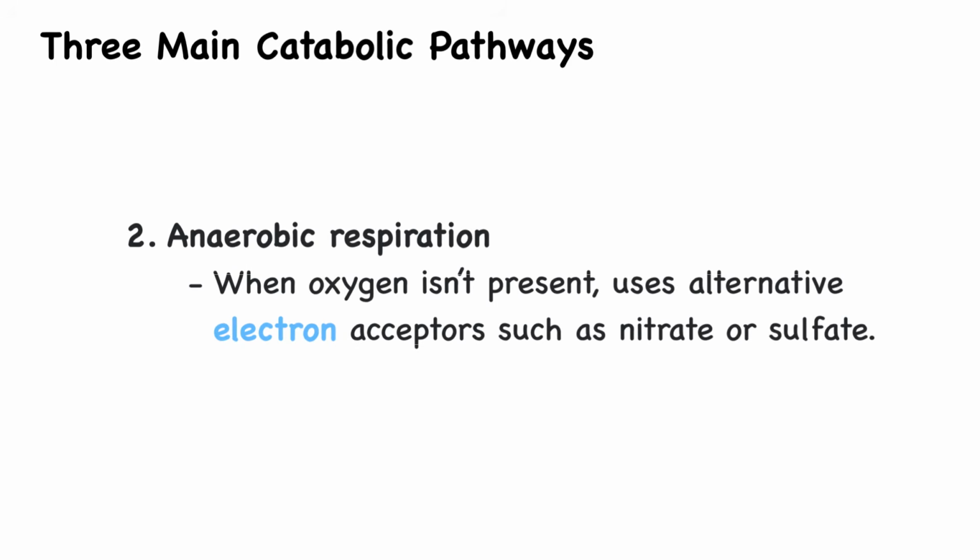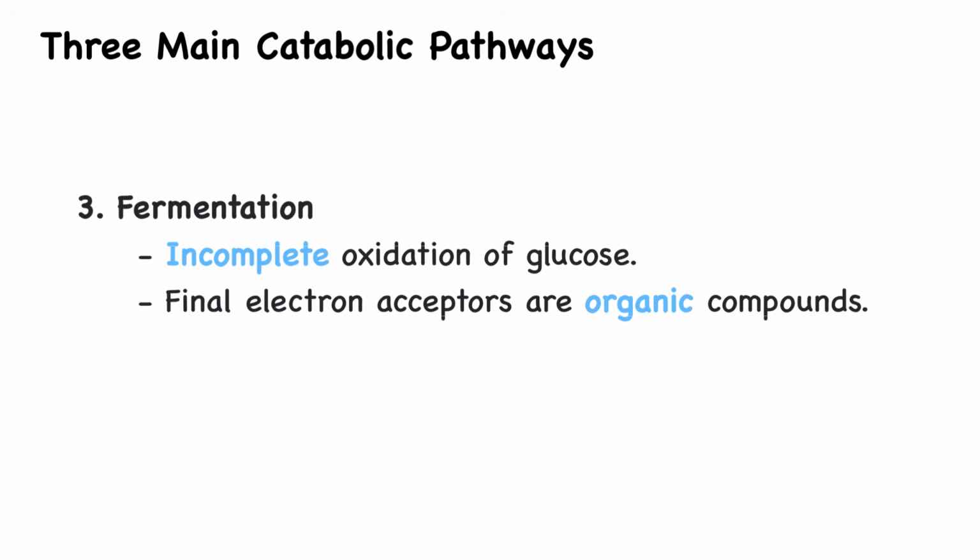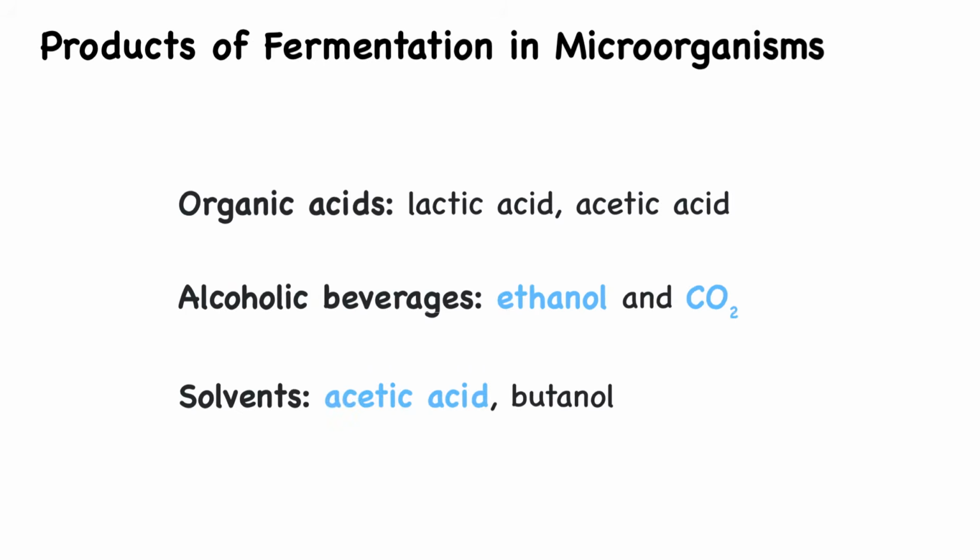Now, if oxygen is unavailable, then microbes may use anaerobic respiration, using alternative electron acceptors such as nitrate or sulfate. Some microbes rely on fermentation, the incomplete oxidation of glucose, which allows glycolysis to continue by regenerating NAD+, even though much less ATP is produced. The final electron acceptors are organic compounds. Microorganisms produce a wide variety of fermentation end products, which are often used to identify them in the laboratory.